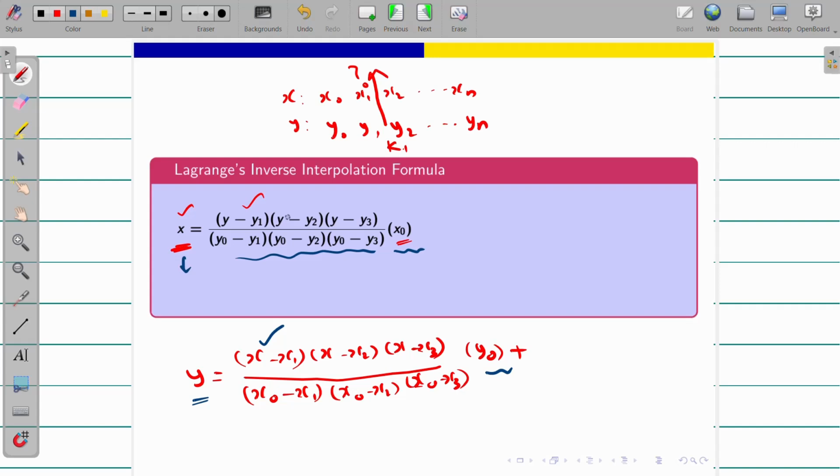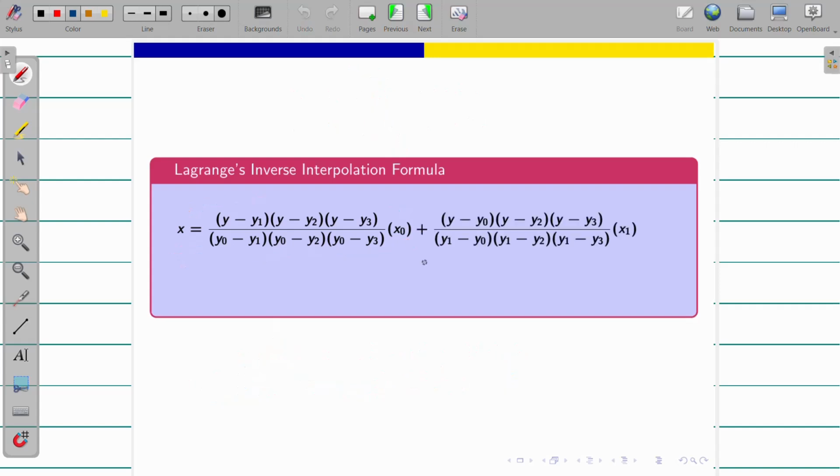So a simple thing: while you're starting with Lagrange's formula, try to write y first. If you're starting with y first, then x and then y. If you're starting with the inverse interpolation formula, first x we have to write, and then y, and then the multiplication of x. That's what it is. This is the clue. If you follow that clue, it will be easy to write the formula and easy to understand the concept also. That's it.